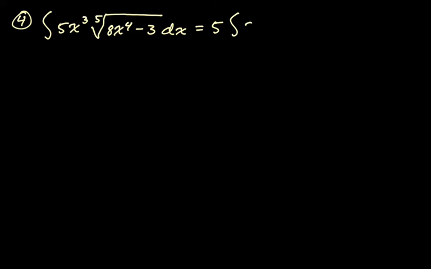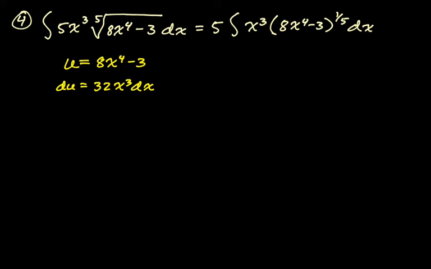So 5, and then the integral of x cubed, and then this will become the quantity 8x to the 4th minus 3 to the 1/5, because this time we're doing the 5th root. The previous ones, and the most common, is the square root. So usually you get 1/2. In this case, we're getting 1/5. Not a big deal. Let's make u equal 8x to the 4th minus 3, which means that du is 32x cubed dx.